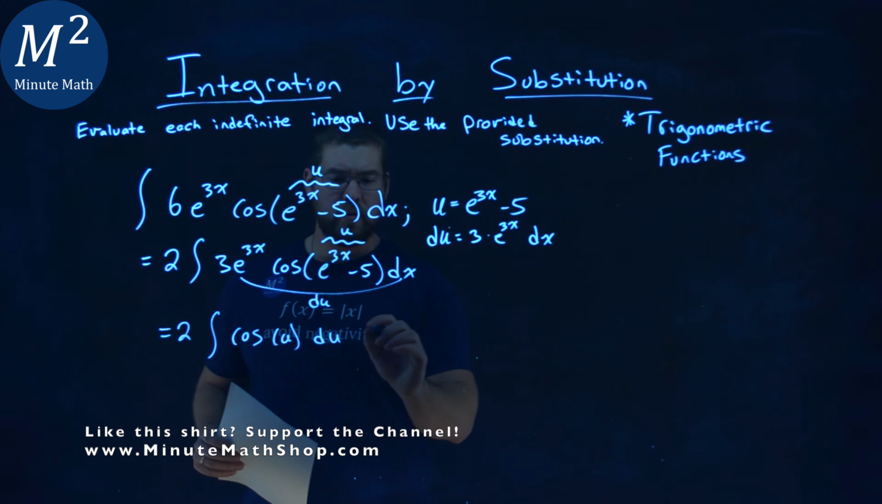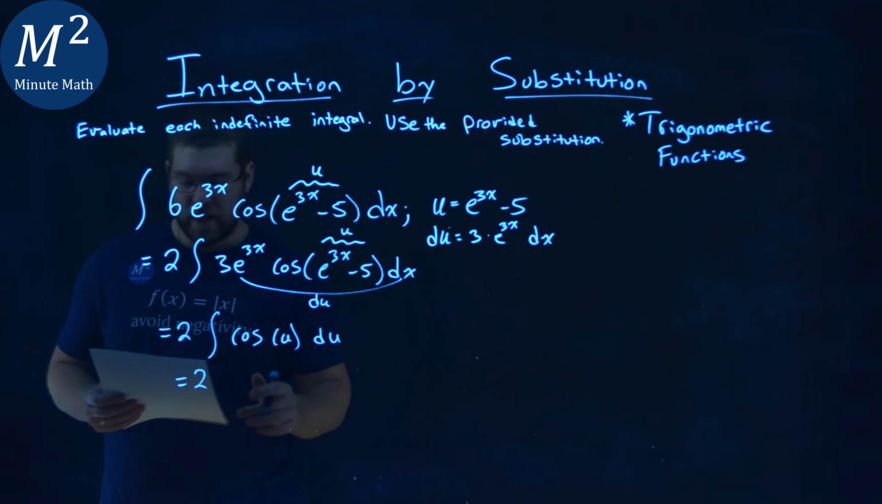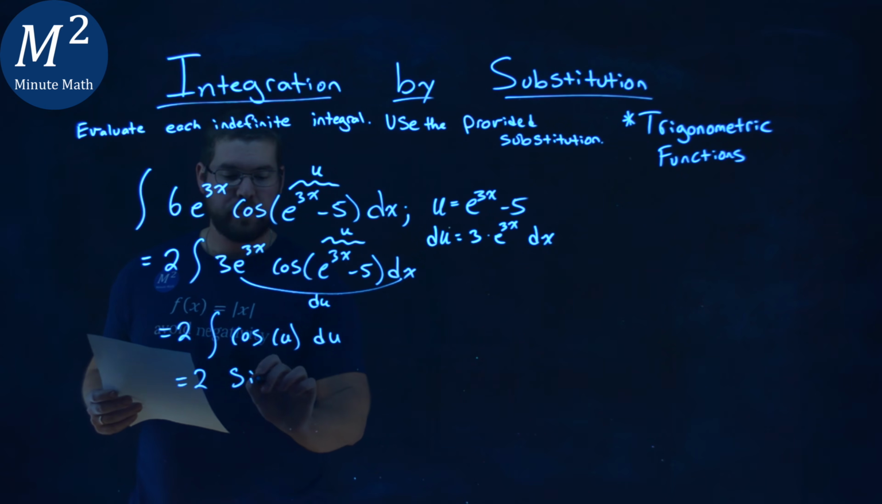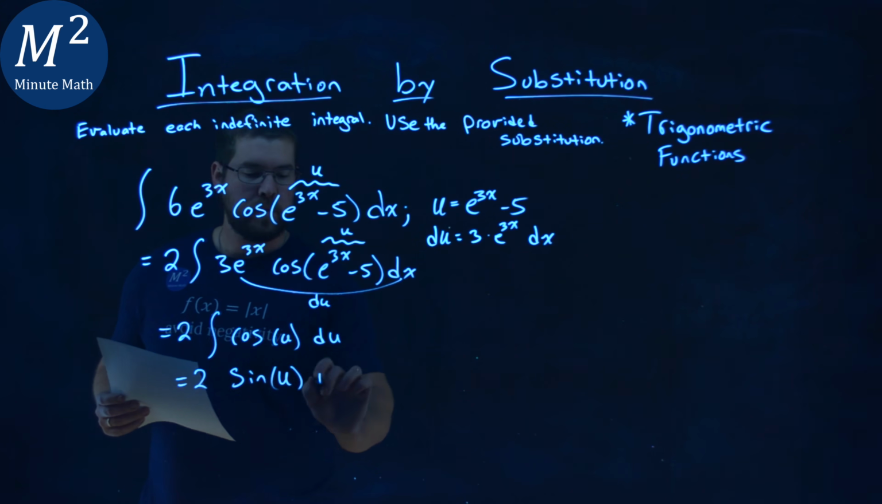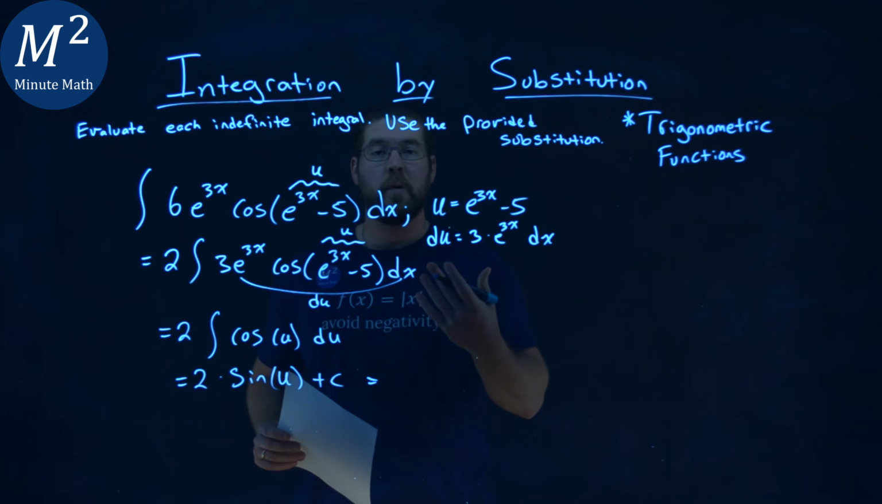2 times the integral of cosine of u du. Now, keep on going. Let's go integrate this. Okay, let's do it over here. 2 times the integral of cosine of u is just sine of u plus c.